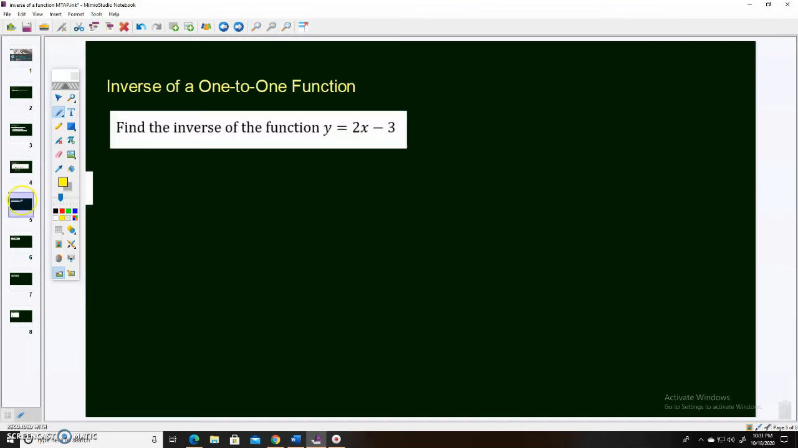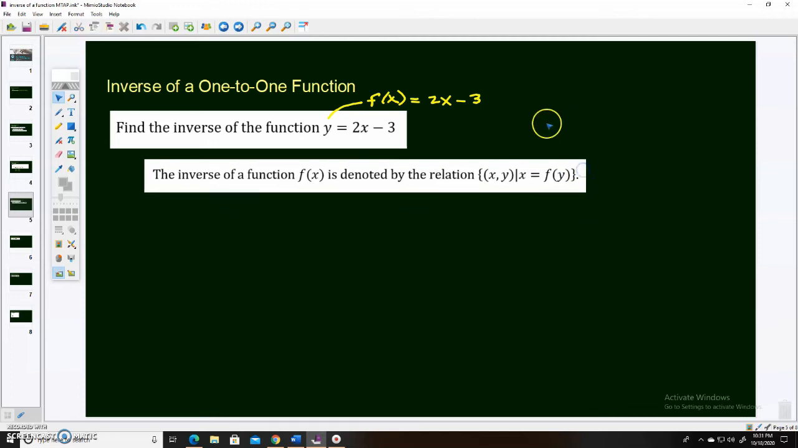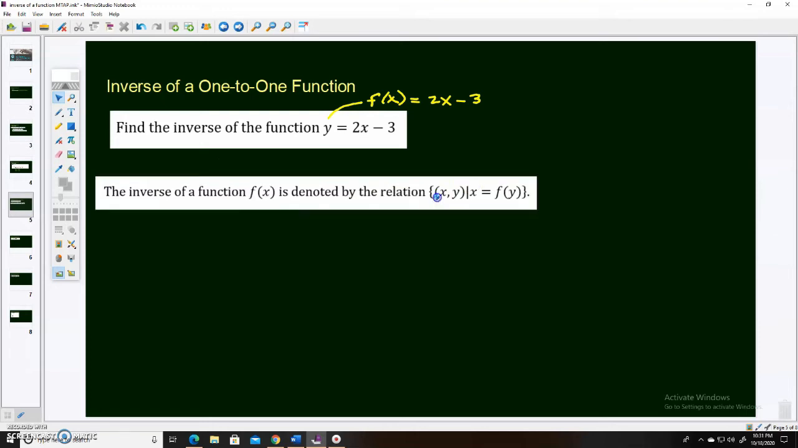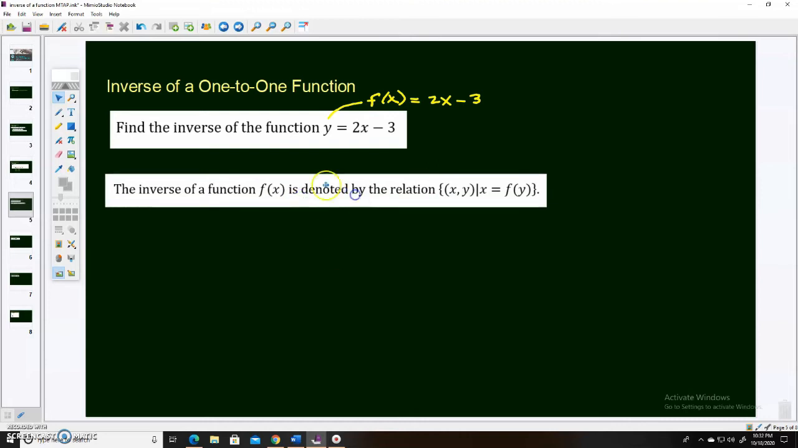So anyway, let's start. Find the inverse of the function y is 2x minus 3. You know that y is also the same as f of x, so it can be written as f of x is 2x minus 3. Recall our important concept: the inverse is denoted by this relation. y is the same as f of x, so y is a function of x.